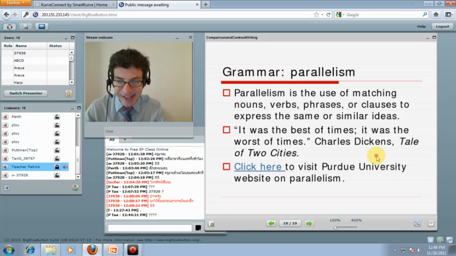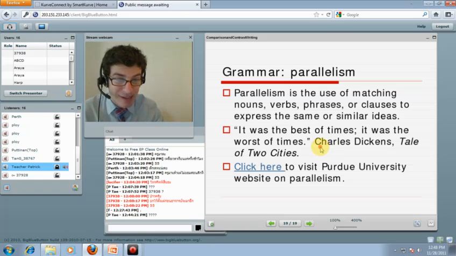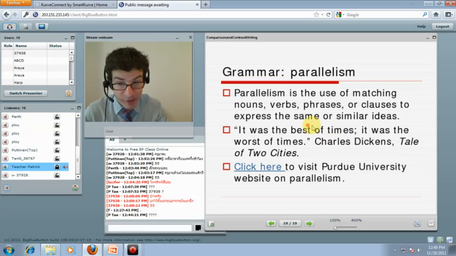But the next sentence is from the very famous book, A Tale of Two Cities by Charles Dickens. It was the best of times. It was the worst of times. Now, what does that mean? Well, the book is about two cities, Paris and London. And at the time, in London, everything was great, so it was the best of times. At the same time, in Paris, everything was really bad. It was the worst of times.